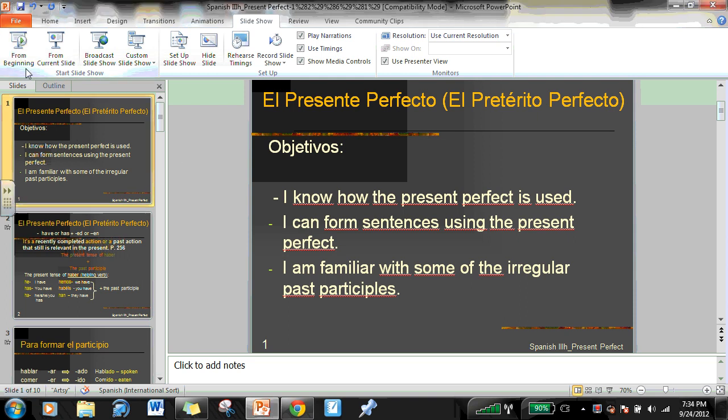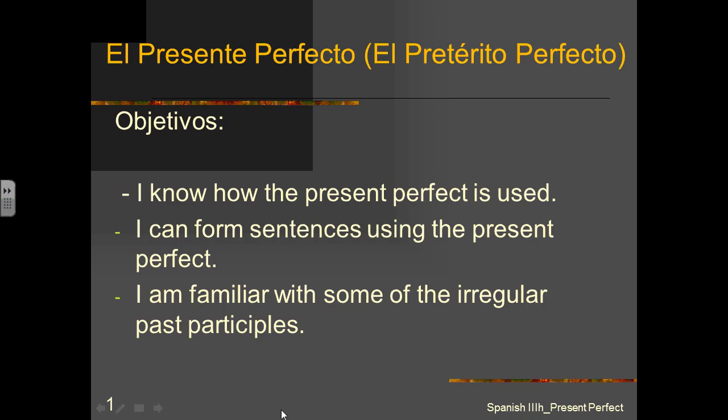Hola clase. Para tomar apuntes sobre el presente perfecto, también se llama el pretérito perfecto. Los objetivos de hoy son: I know how the present perfect is used. I can form sentences using the present perfect. I'm familiar with some of the irregular past participles. I gave you a sheet today in class with a list of the irregulars, so you should pull that out now so you can refer to that.